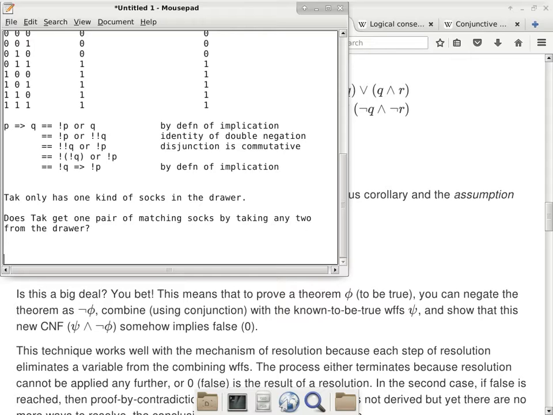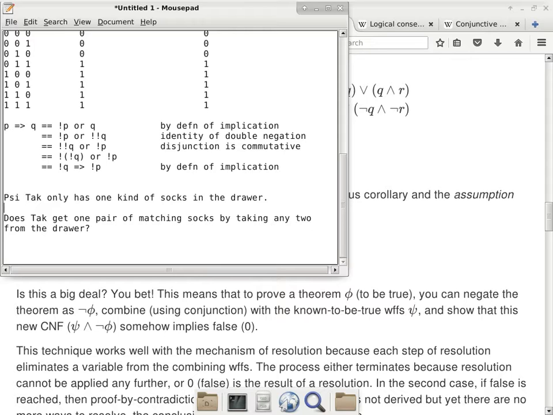So the question is, how do I prove this? It makes sense to you, right? Because if I have only one kind of socks in my drawer, I should be able to pick any two socks out of the drawer and have one matching pair. It seems to make sense. But how do you prove it? How do you prove it mathematically using this logic? So that first statement, Tag only has one kind of socks in the drawer, that's your iota? That's in the iota, correct. So this becomes our psi, which is reflecting what is given to be true.